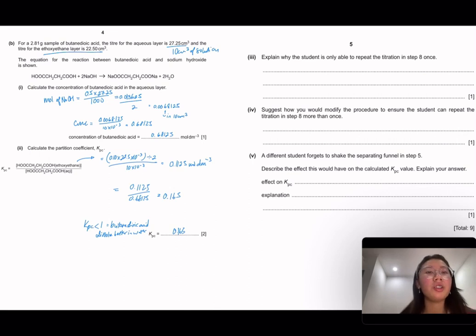Alright, calculate the partition coefficient KPC. Again, the equation is given, so I just snapped it from the earlier section, so it's easier for you guys to see. Again, you can use the same method to find the concentration for ethoxyethane. You basically times it by the concentration, times it by the volume, you divide it by the molar ratio, and you again divide it by the volume so that it is in decimeter cube and not in 10 centimeter cube form.